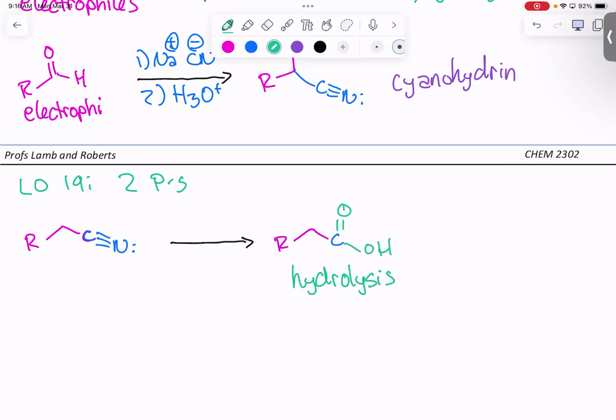All right, so how do we do this? We use H2SO4, a little bit of water. We do need to add heat to this reaction as well. Cyano groups are relatively stable, so we need to kind of cook it in a lot of acid, all right?